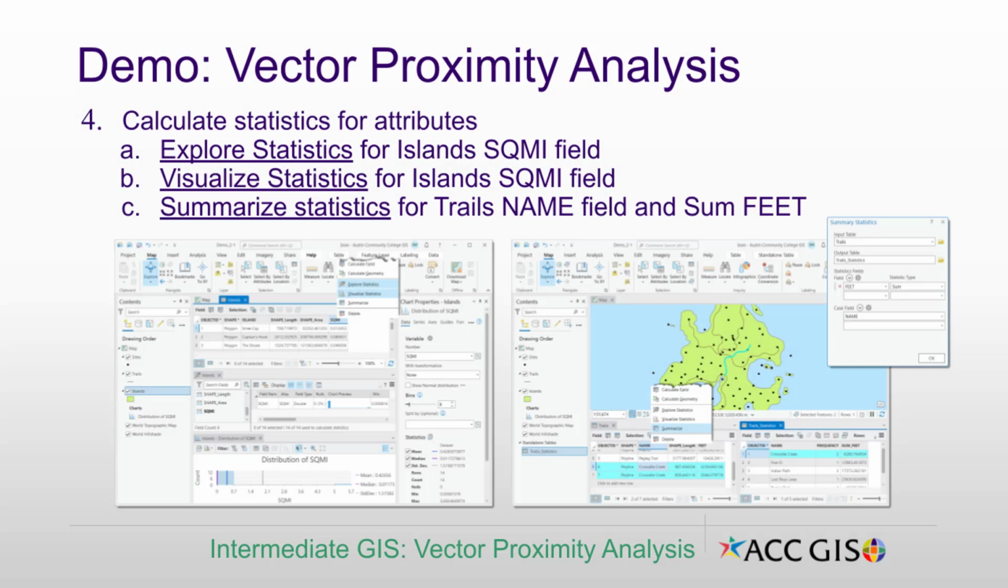In step 4, we'll perform vector proximity analysis by calculating statistics for attributes. First, we'll use Explore Statistics for the island's SQMI field. Then we'll use the Visualize Statistics for the island's SQMI field. And last, we'll summarize statistics for the trails using the name field and summing the total feet.